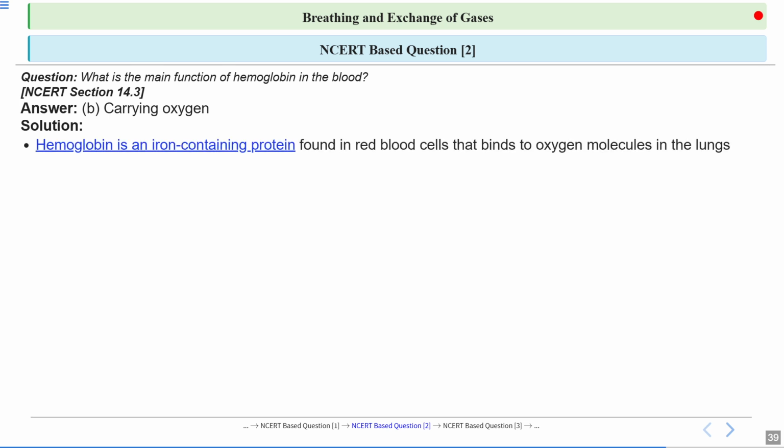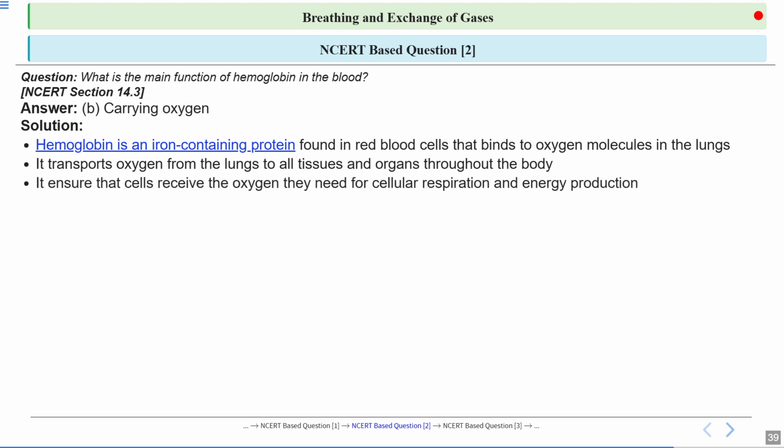Hemoglobin is an iron containing protein found in the red blood cells that binds to the oxygen molecule in the lungs. Yes, it combines with the oxygen in the lung region. It transports oxygen from the lungs to the tissues and organs throughout the body. And it ensures that the cells receive the oxygen they need for cellular respiration and energy production.